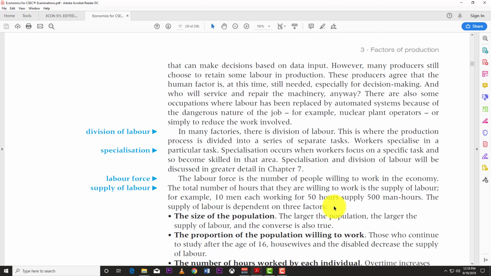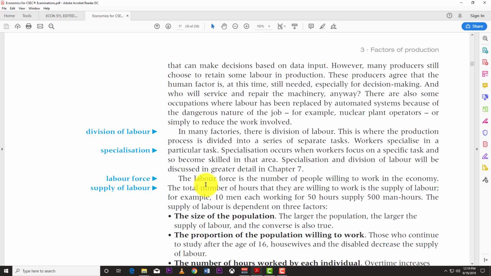So division of labor. What is division of labor? As the name suggests, in many factories there is a division of labor. This is where production processes are divided into a series of separate tasks. We said earlier that in a lot of car making systems you have what you call the assembly line. And not even just cars. Even in manufacturing clothing, you have an assembly line system where the making of, let's say, a shirt is divided up. Somebody stitches the collar, somebody stitches the sleeves, somebody stitches the broad part of the shirt.